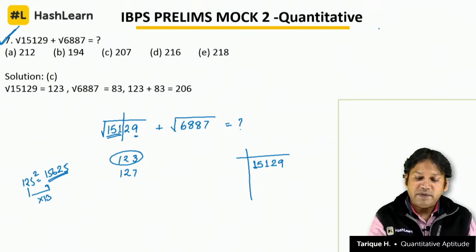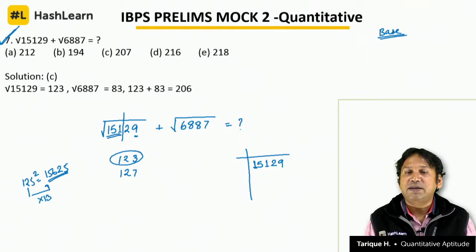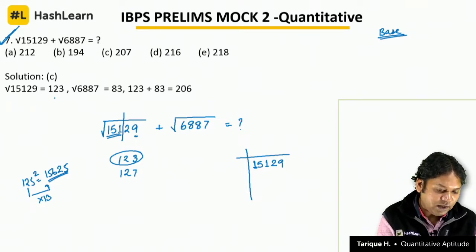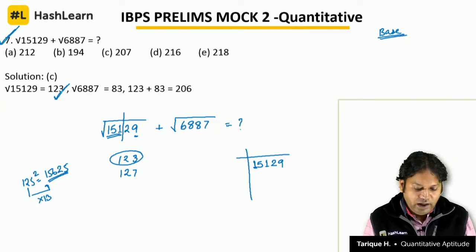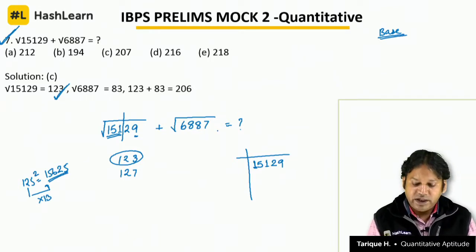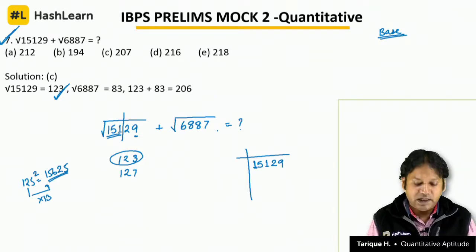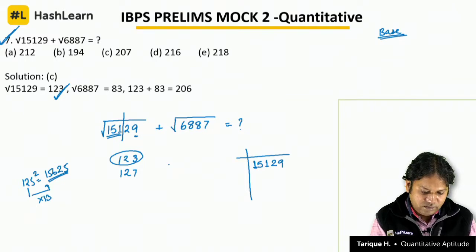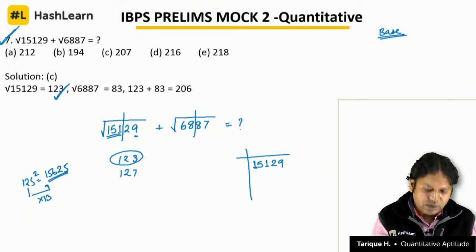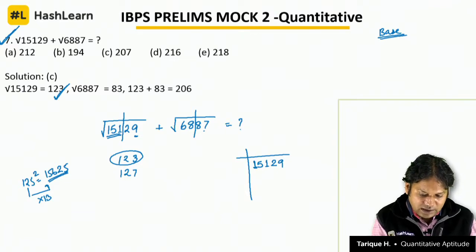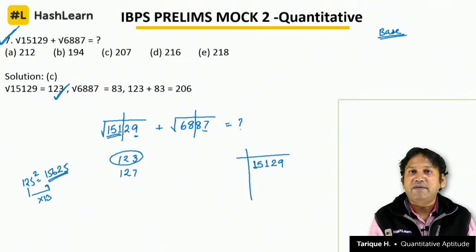Also, if you know the base method, you can check very quickly what will be the square of 123, and you will know that the square will be 15129. That's how we get the first number here, 123. The next number is 6887. Again, finding the square root in the usual way, doing all the calculation, is not very feasible. So what we are going to do is cut out the last 2 digits using the shortcut technique of square roots. If you look at the last number 7, a perfect square never ends in 7.